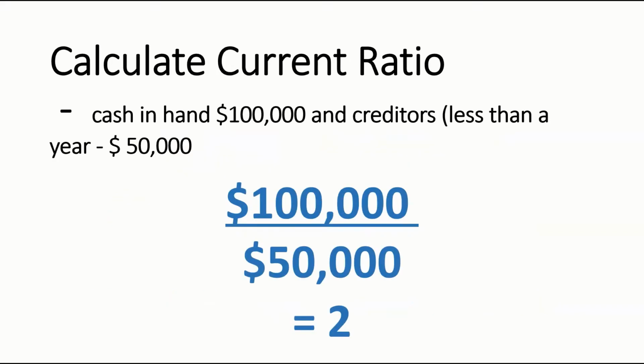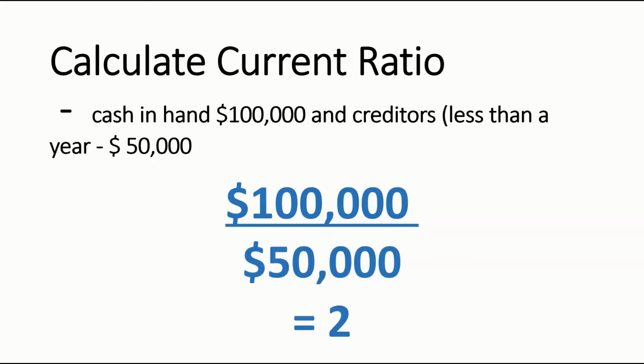So here I have an example. If you have cash in hand worth $100,000 and creditors that you have to pay off in less than a year worth $50,000, what would be your current ratio? It's simple, right? The current ratio is going to be 2.